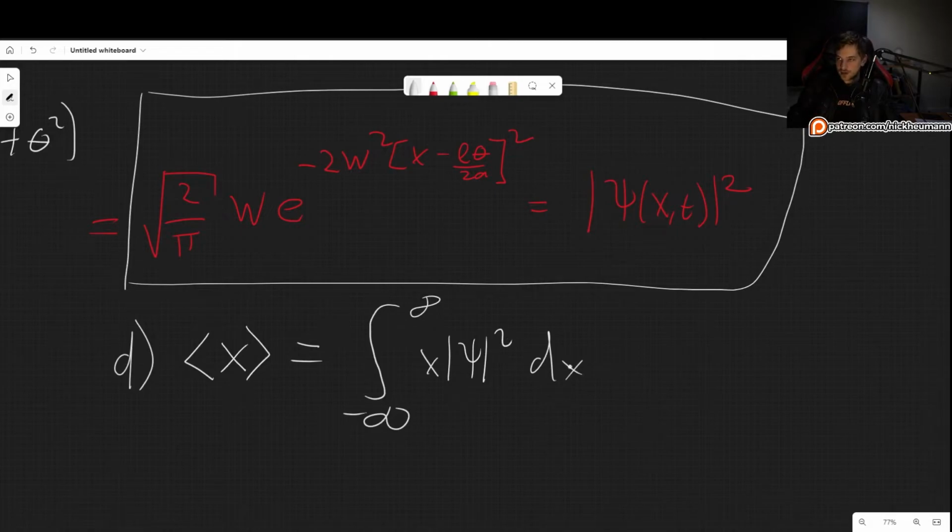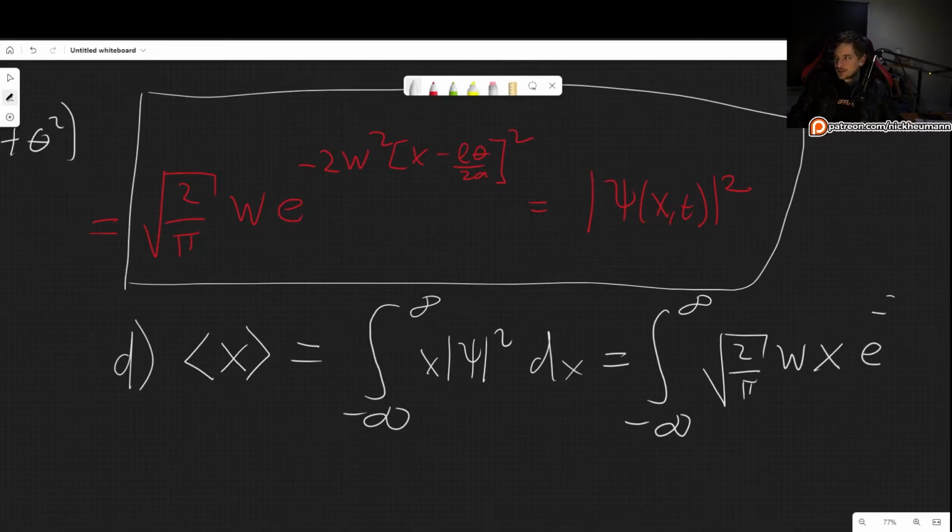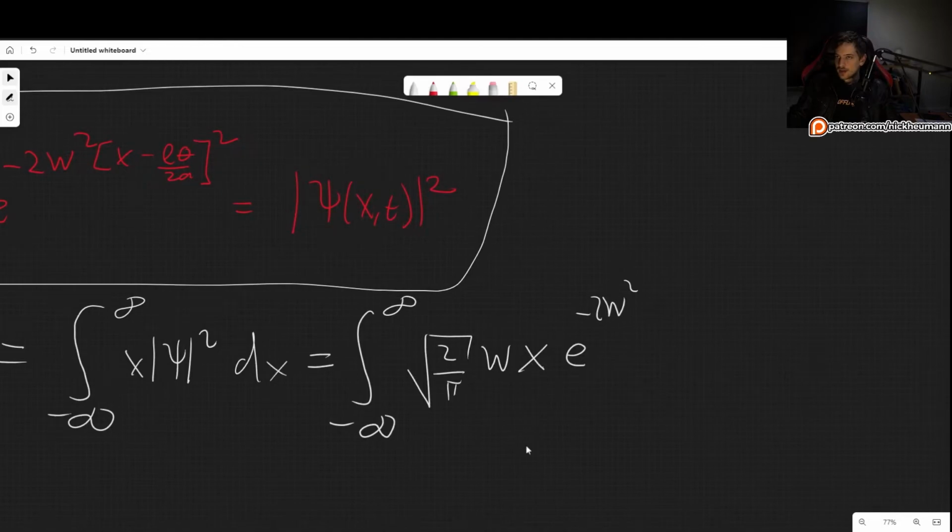What we just found. So for that reason, this integral is simply minus infinity to infinity of the square root of 2 over pi w, which are all constants, times x e to the minus 2w squared, and then (x minus L theta over 2a) squared dx, of course.